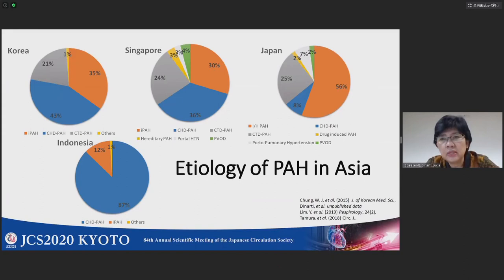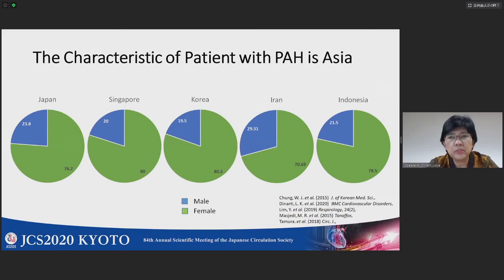But an interesting thing is, if we look at Japan, Japan has only 8% of congenital heart disease as the etiology of PAH, and 56% of etiology in Japan is idiopathic pulmonary arterial hypertension. As far as I know, in Japan there is a screening program for congenital heart disease that was established since 1985. It can explain why the number of patients with congenital heart disease is less as the etiology of pulmonary arterial hypertension.